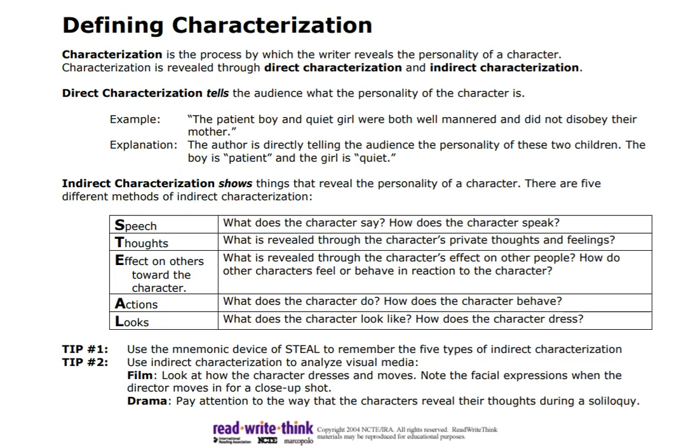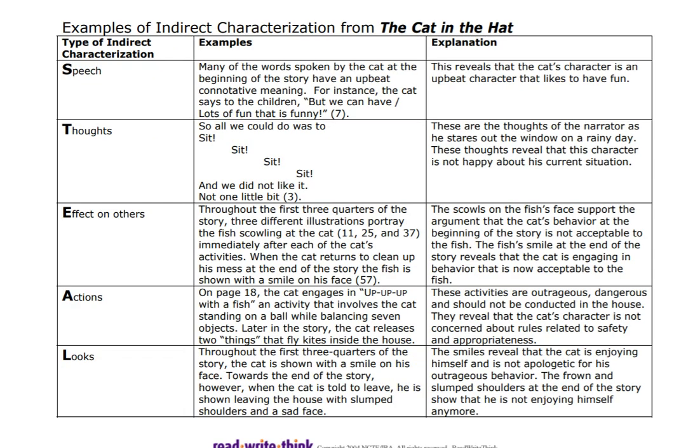Today we're going to be learning about characterization. To help us better understand indirect characterization, we're going to think back to a children's story that you are probably familiar with, The Cat in the Hat. We're going to use the mnemonic device STEAL: speech, thoughts, effect on others, actions, and looks, to help us understand the character of the cat in The Cat in the Hat.